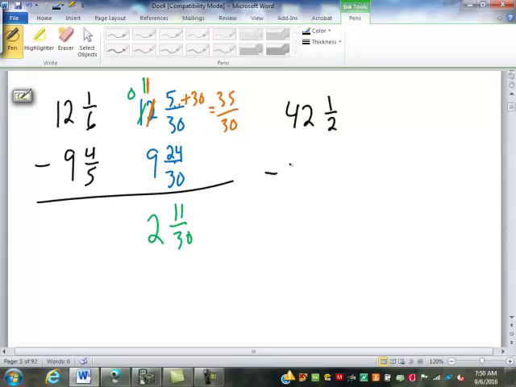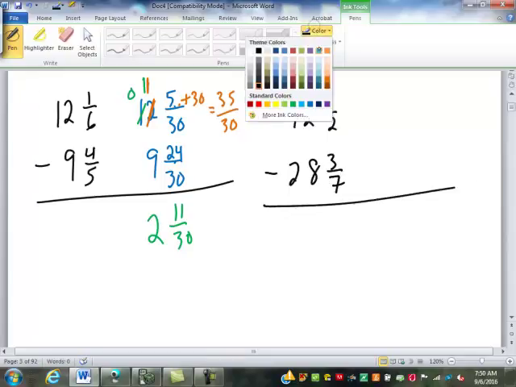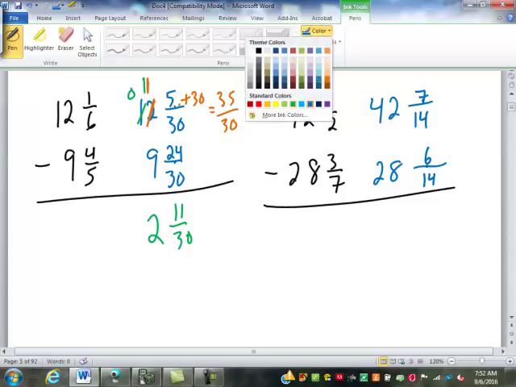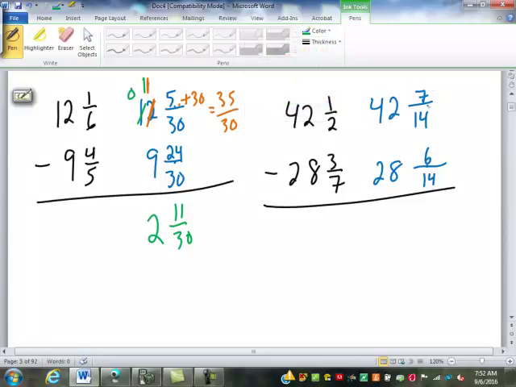42 1/2 minus 28 3/7. What do we get for common denominator? 14. 14. Up here? 7 down here. Go to subtract. 1/14. Didn't even have to borrow there. I screwed that up, didn't I? So 14 1/14. How many of you came up with that? Okay.